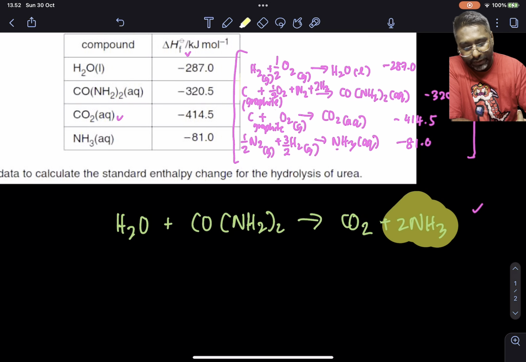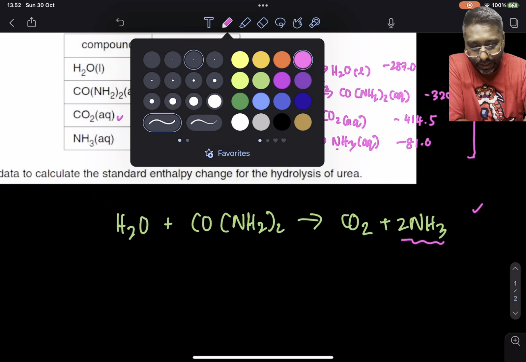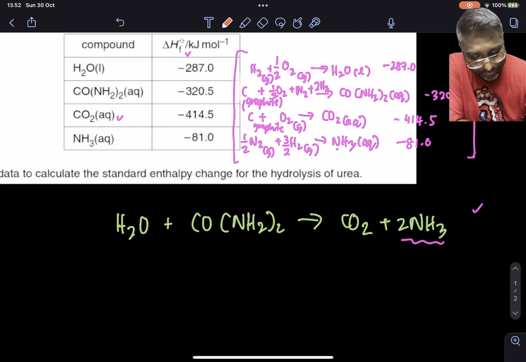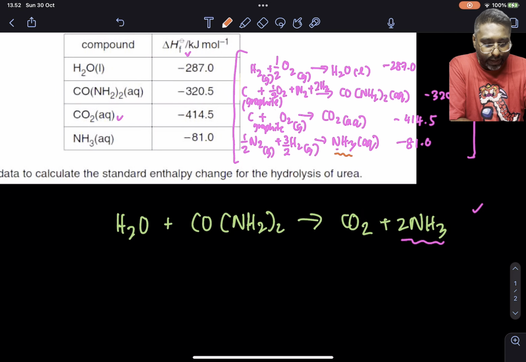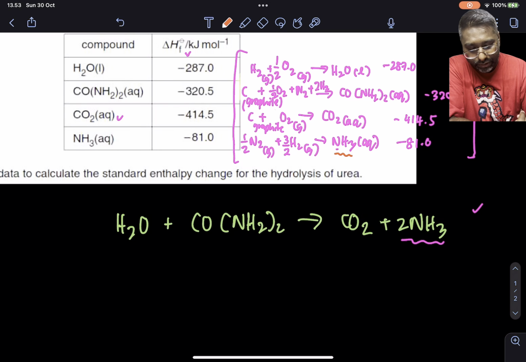So in this case, I need to make sure I look for ammonia. How do I look for ammonia? You look for the equation that involves ammonia. So this one is the ammonia, and then you check the position. Two things that you need to check: the number of moles in front, and the position. The position is going to be on the right.